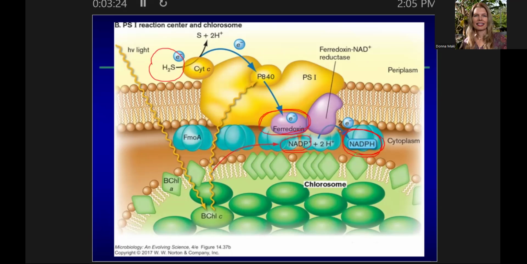And the artist did not put it on here, but this also does generate a proton gradient. Okay, so there is a proton gradient that gets established. So those microbes that can use photosystem 1 only, they get NADPH still, and they get ATP still. It's just a little simpler system.